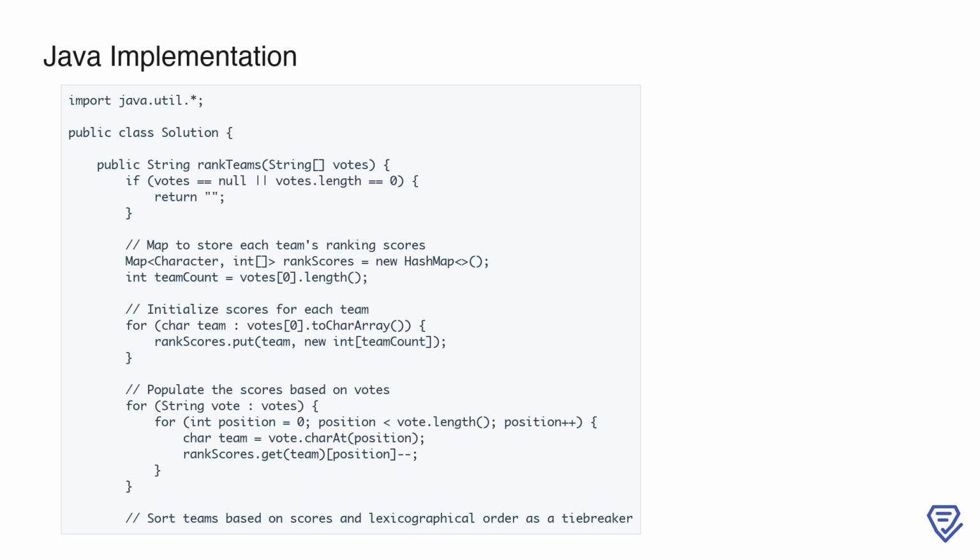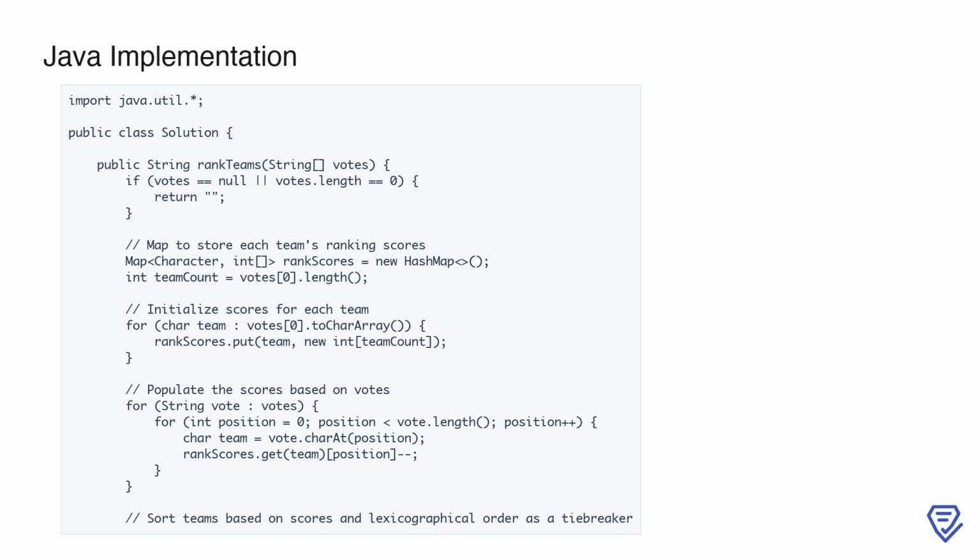We define a solution class and the rankTeams method, which takes an array of votes as input. First, we handle the edge case where the votes array is null or empty by returning an empty string immediately. Next, we create a map to store the ranking scores for each team, where each team is represented as a character and its scores are stored in an integer array.